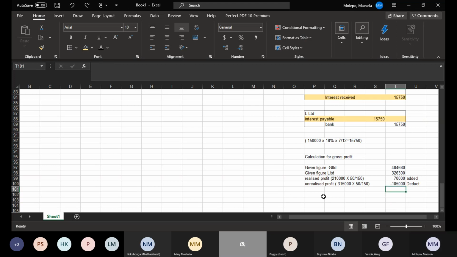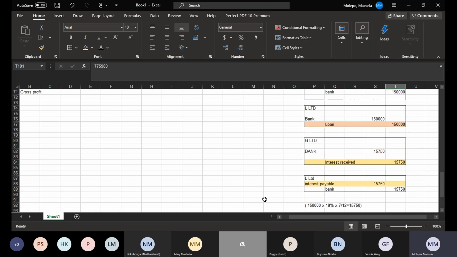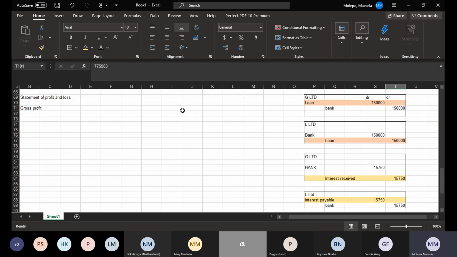Okay. 775,980. Then our 775,980 will be regarded as our gross profit on our statement. So we have 775,980. Then we proceed further.